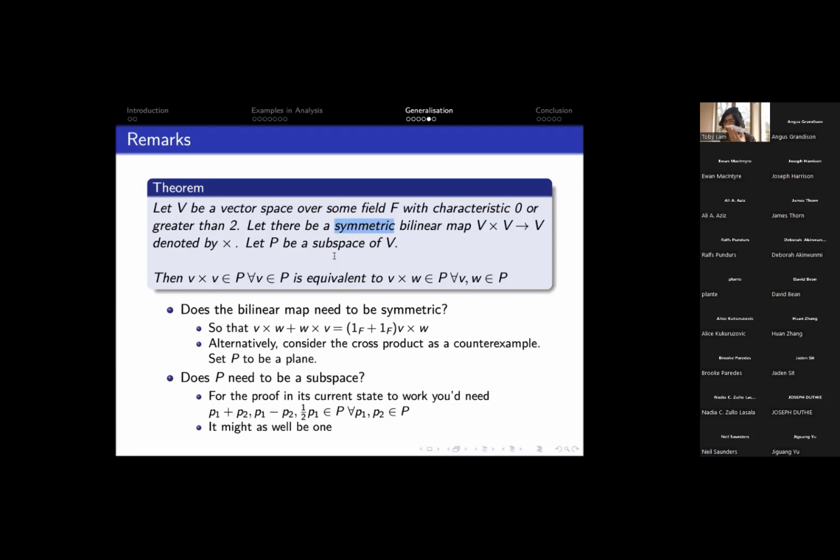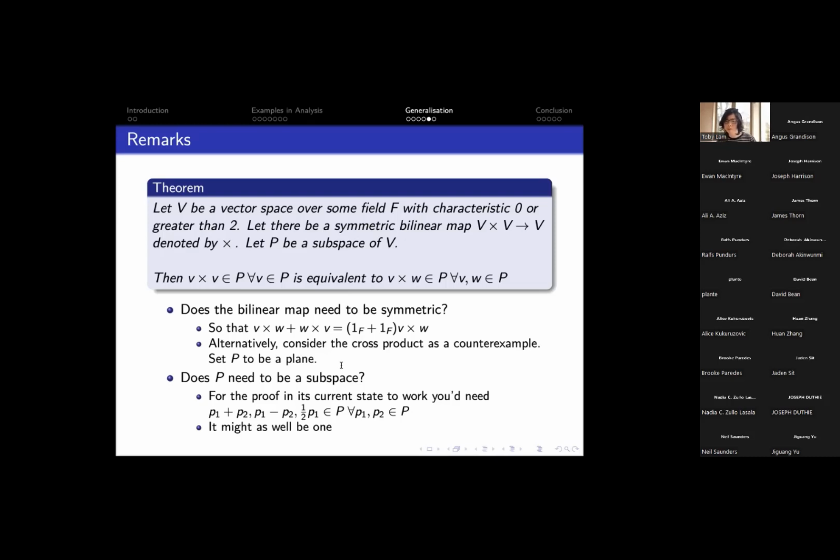For example, you can have this kind of plane, and then V times V for any vector in that plane is actually going to be 0, right? The cross product of a vector with itself is 0, and so this is obviously true because 0 is going to be in that plane. But then this is nonsense, because if you have 2 linearly independent vectors on this plane, the cross product is going to be orthogonal to that plane, and so it's absolutely not going to be in that plane. So this is nonsense if the bilinear map is not symmetric.